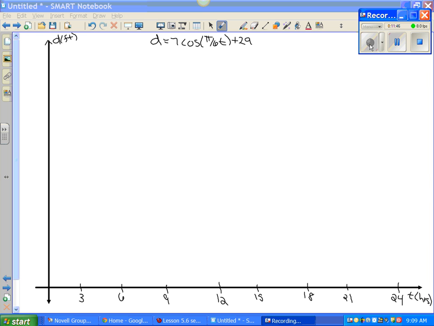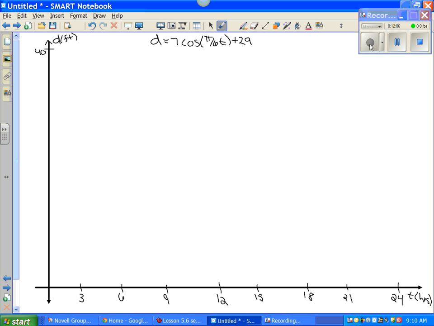Let's think about our depth. What's our deepest depth, I guess you could say? 36. So how high should I go on that axis? Give yourself a little wiggle room. Let's go to 40. Okay. So however you need to go is fine. You can go by 2s, you can go by 3s, whatever works for you.